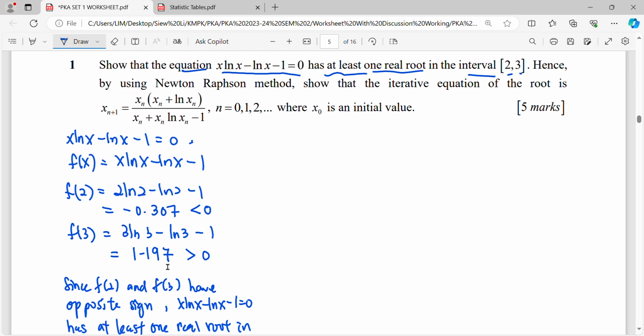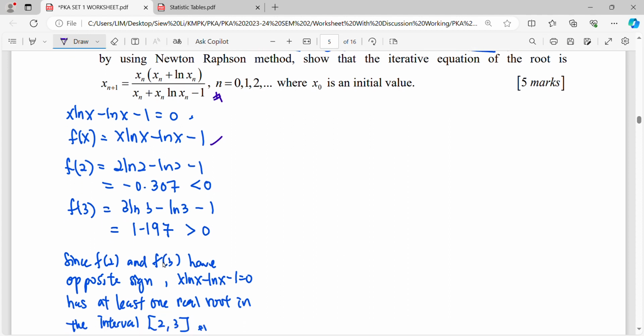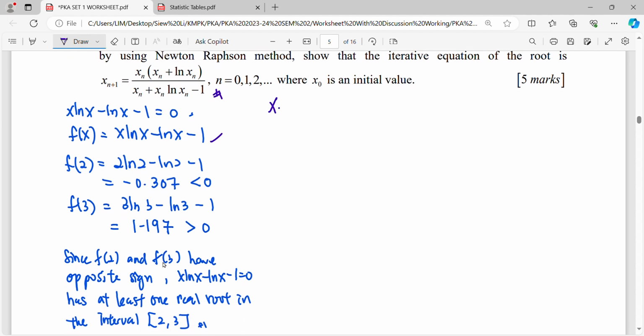Hence, continue. It means continue from the function that we formed here. Use the Newton Raphson method. Show that the iterative equation is this. So the Newton Raphson formula is x_n minus function over differential function. So what we need is the differential function here, so we need to differentiate this.